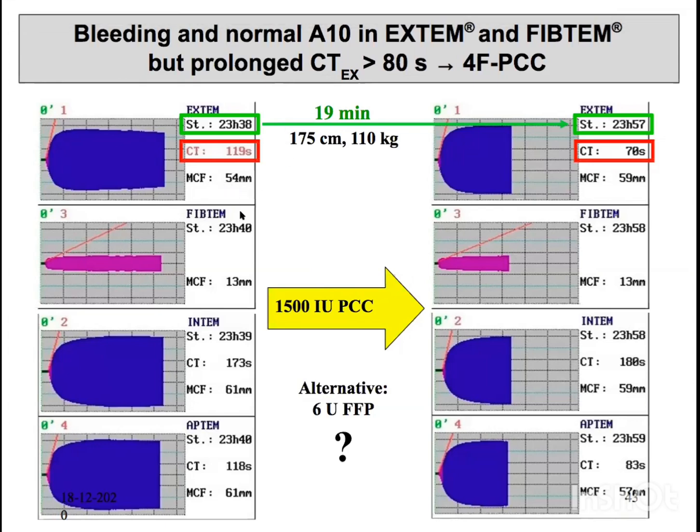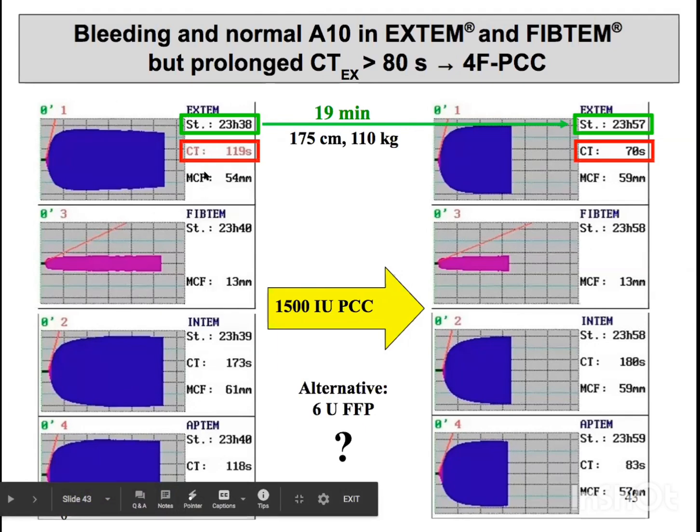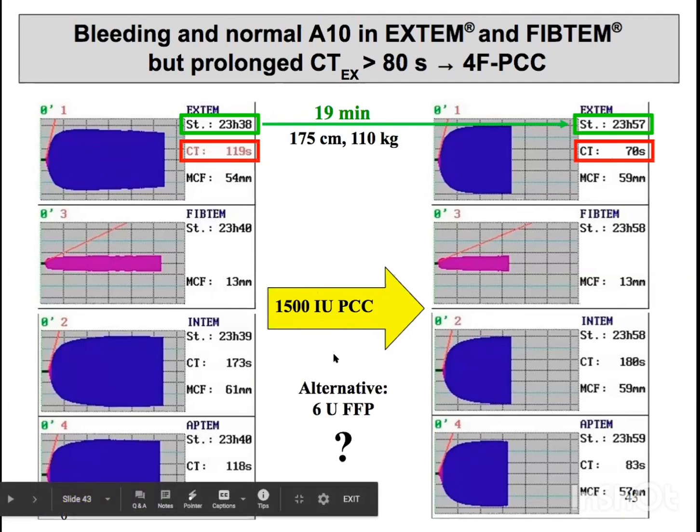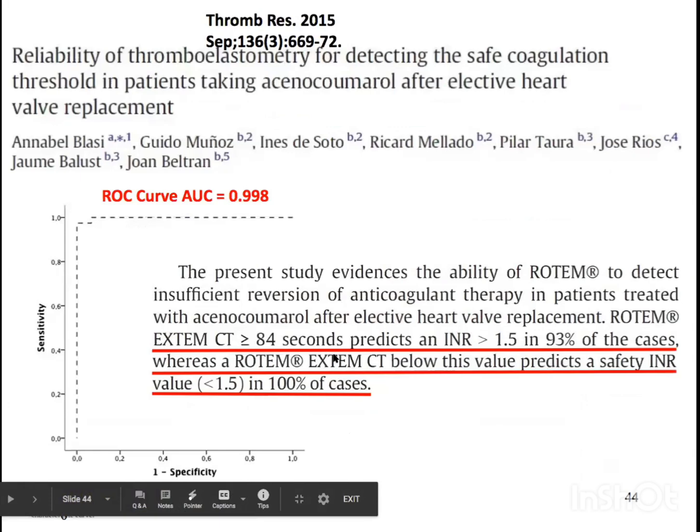Remember, EXTEM and FIBTEM act together, and your INTEM and APTEM act together along with HEPTEM. So that is the extrinsic pathway. It shows near normal, 19 minutes here, CT time. This is a 175 centimeter, 110 kg patient, showing a decrease in FIBTEM at A10, and this MCF is also decreased. So to this patient, with EXTEM CT being high, you give 1500 units of PCC. The alternative is to give 6 units of FFP, but you give both and you see the correction.